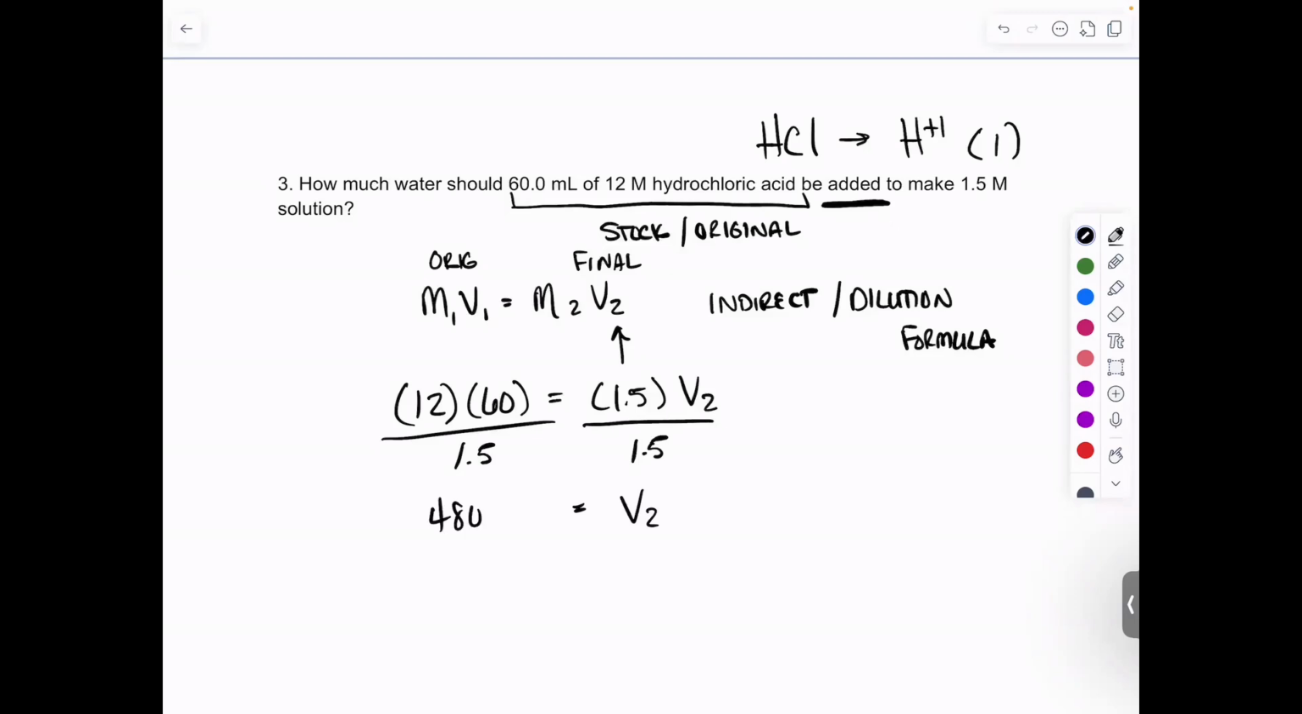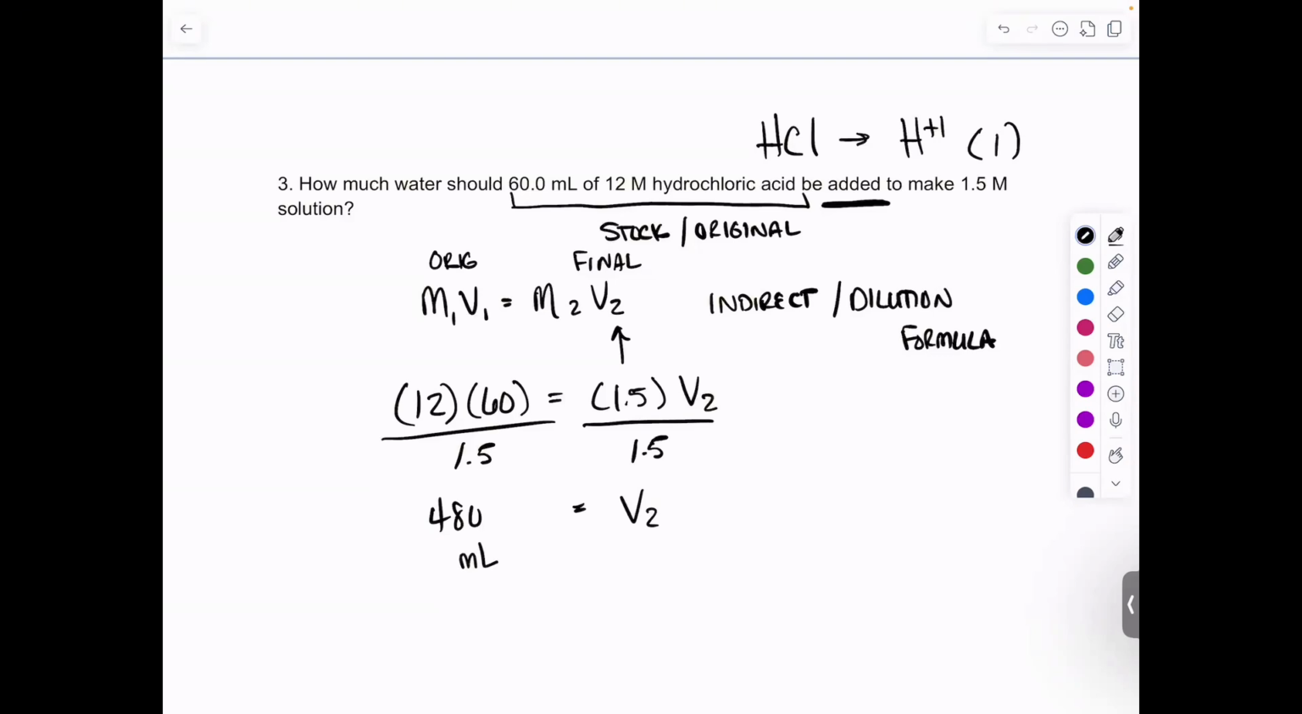Now, I've talked about this before, I think in a previous video. We could convert it over to liters, but then we would just have to convert it right back. We're using the same volume units on each side of the equation, so we don't need to worry about switching back and forth. We know we'll need 480 mils total.